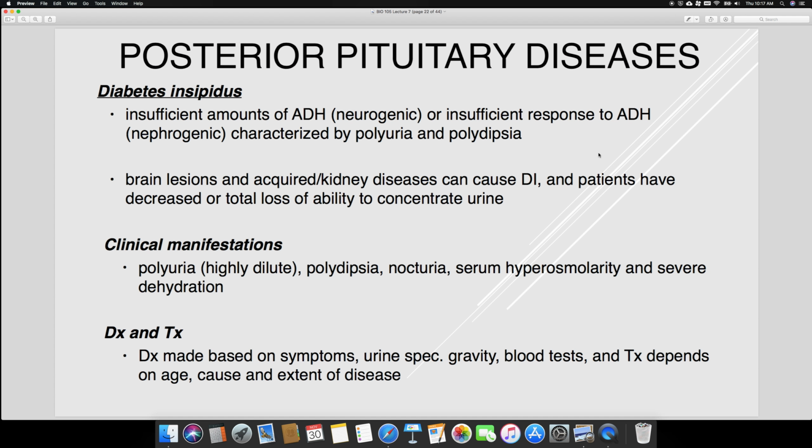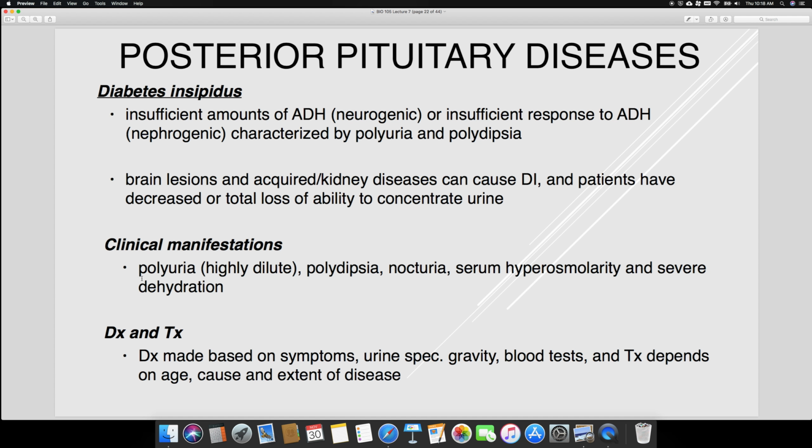Then we talked about diabetes insipidus, which is kind of the opposite of SIADH. And there are really two types of diabetes insipidus. So diabetes insipidus, you have insufficient amounts of antidiuretic hormone. This is called neurogenic. Or an insufficient response to ADH in the kidneys, and that's called nephrogenic. But both types are going to cause polyuria and polydipsia. So brain lesions, so any sort of lesion of the pituitary or even the hypothalamus can cause the neurogenic types. Kidney diseases can cause the nephrogenic types, and obviously patients will not be able to concentrate their urine.